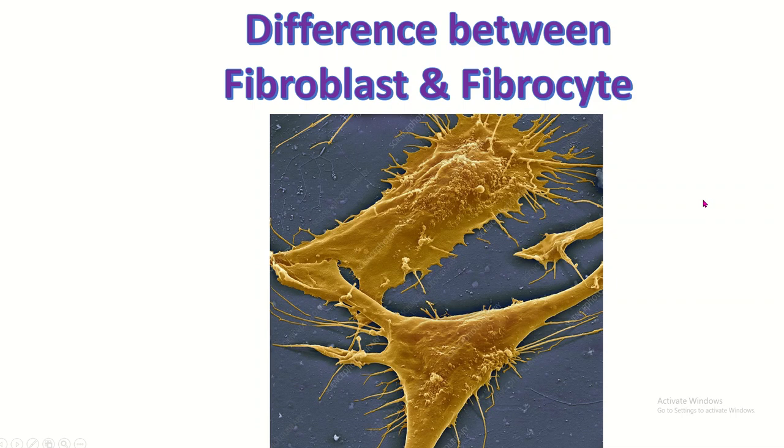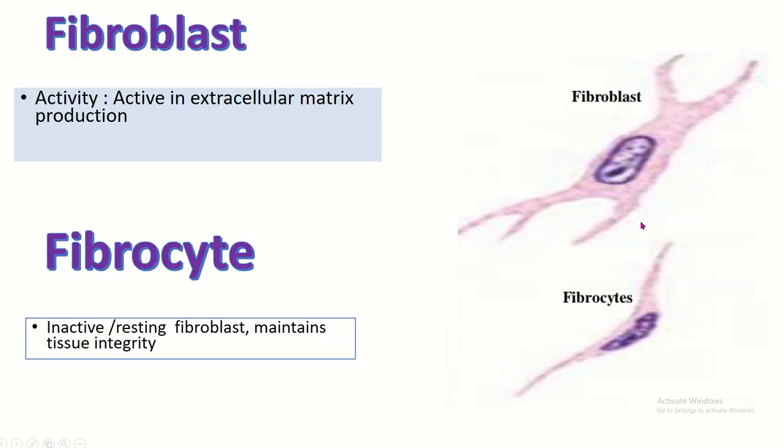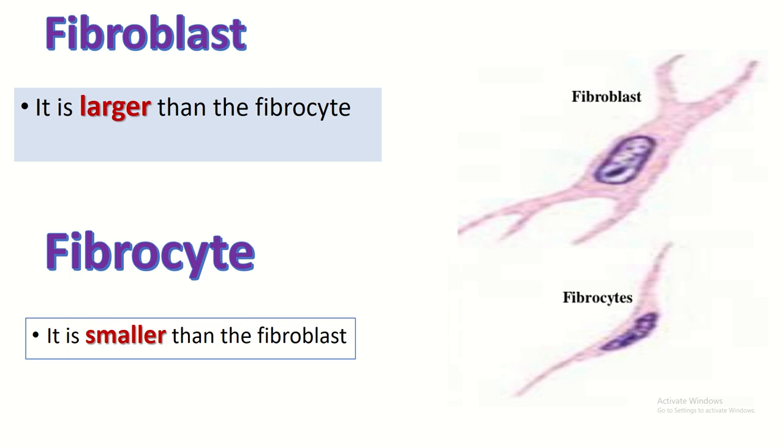Difference between fibroblast and fibrocyte. Activity: fibroblast is active in extracellular matrix production. It produces ground substance, collagen fiber, and elastic fiber. Fibrocyte is actually an inactive or resting fibroblast that maintains tissue integrity. The fibroblast is larger than the fibrocyte.